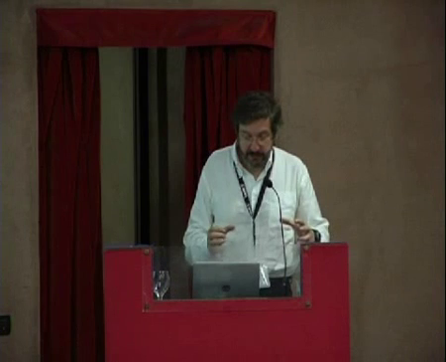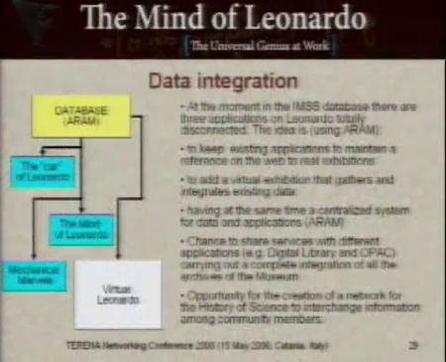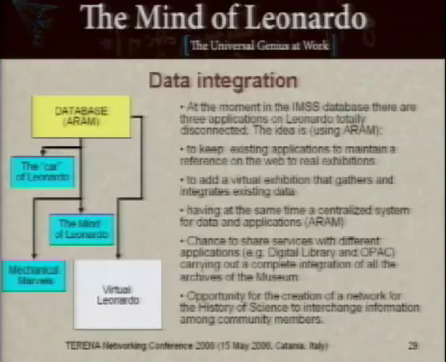And so the next step, which we will start in the next days, is to integrate the whole. Because at the moment, in our database, there are, for instance, three applications on Leonardo, totally disconnected, because there is the mind of Leonardo, which we have seen now, Mechanical Marvels, the engineers of the Renaissance, and the car of Leonardo, which is another application. And so all of them are in the database.